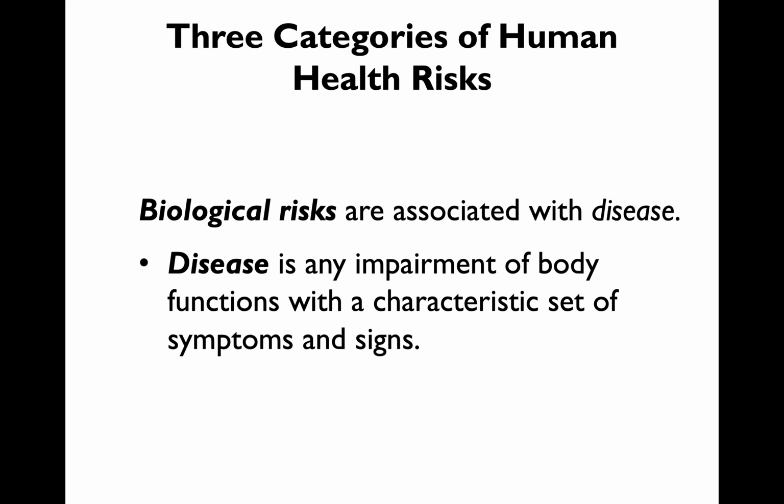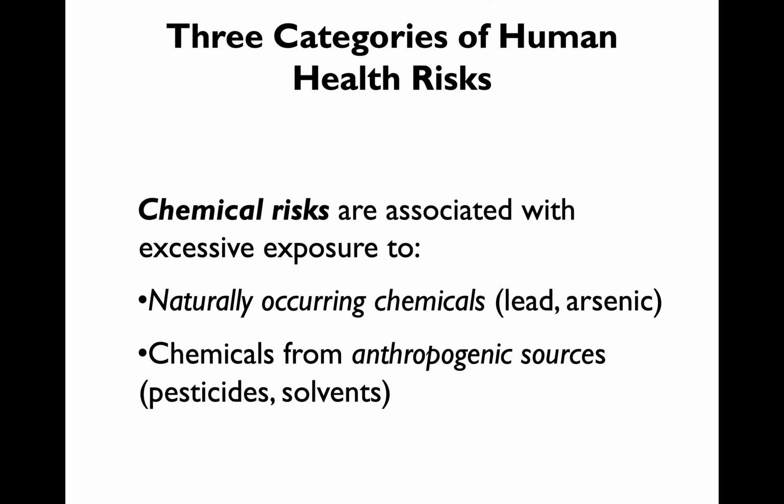Biological risks are the ones that really connect with what we're dealing with, the coronavirus, right now. It's a disease brought on by a number of things, could be bacteria, it could be viruses, it could be something else, but it's impairment of your body. And there are specific sets of symptoms and signs to characterize a specific disease. And then chemical risk. We've talked about chemical risk a little bit so far in our course, certainly from water, other sources like that. But there are naturally occurring chemicals like lead and arsenic. There are also anthropogenic sources. So these are things that humans produce, pesticides, solvents that we release into the environment.